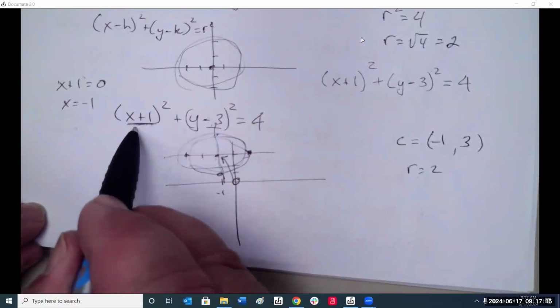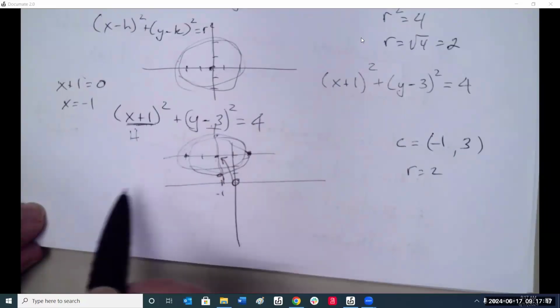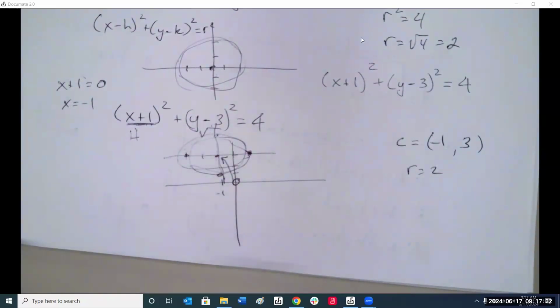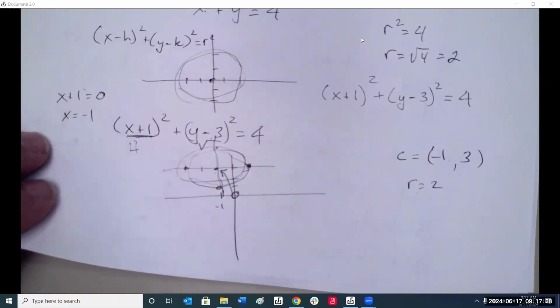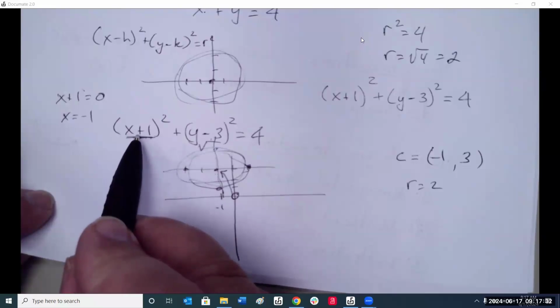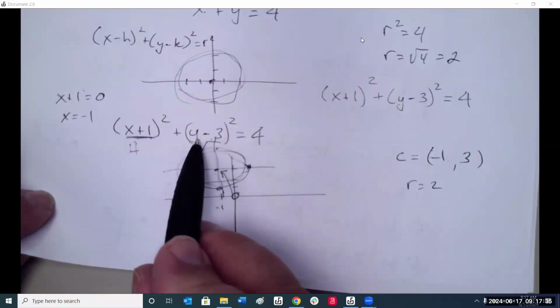Very good. So this was horizontally left or right. This is vertically up or down. So whatever affects a graph horizontally occurs with the x. Whatever happens vertically affects the y.